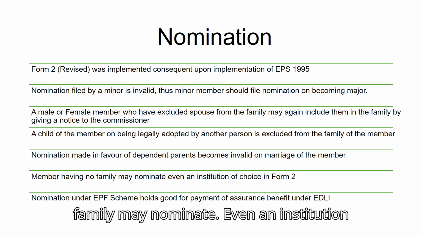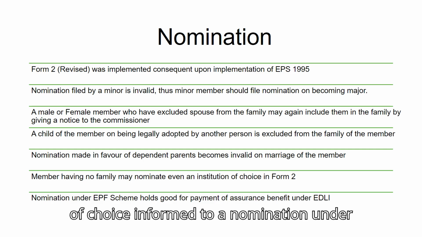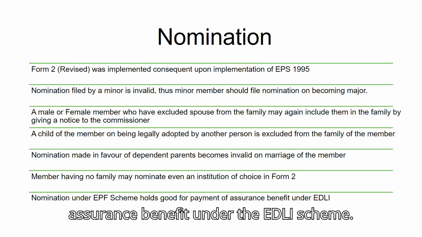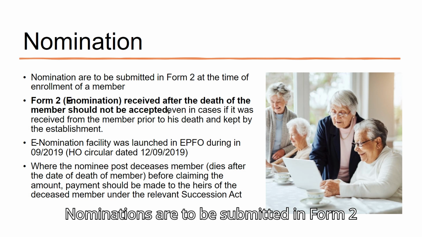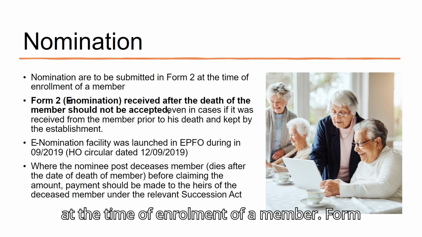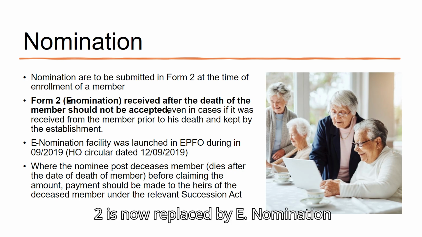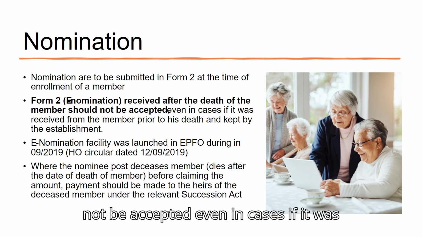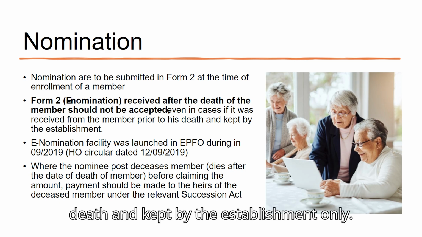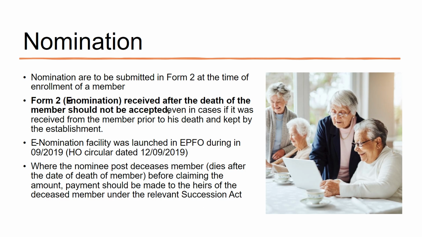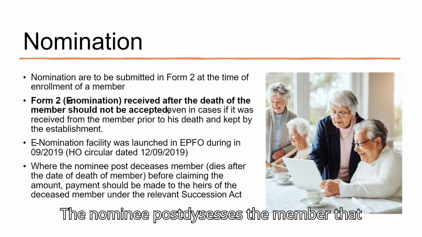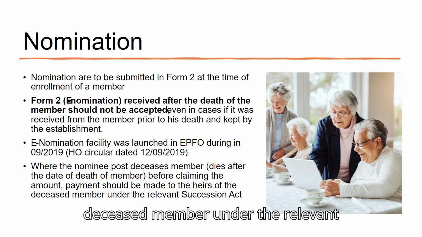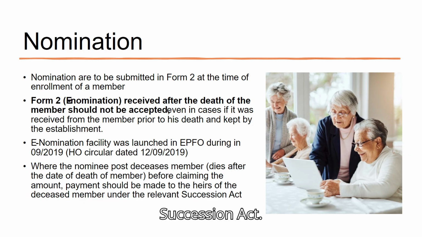A member having no family may nominate even an institution of choice in Form 2. A nomination under the EPF scheme holds good for payment of assurance benefit under the EDLI scheme. Nominations are to be submitted in Form 2 at the time of enrollment of a member. Form 2 is now replaced by e-nomination. A nomination received after death of the member should not be accepted, even if it was received from the member prior to his death and kept by the establishment only. If the nominee post-deceases the member, that is, dies after the death of the member but before claiming the amount, payment should be made to the heir of the deceased member under the relevant Succession Act.